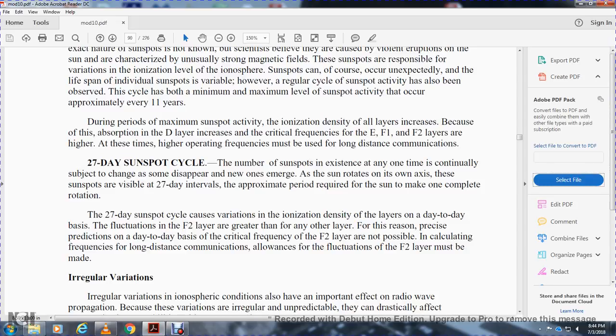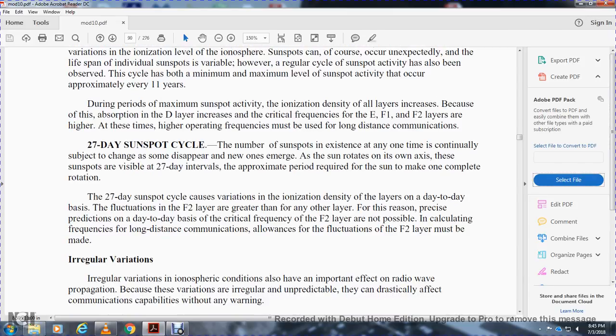The 27-day sunspot cycle causes variation in the ionization density of the layers on a day-to-day basis, most of all in the F2 layer, more than any other layer. For this reason, precise prediction of the day-to-day critical frequency of the F2 layer is not possible, and calculating the frequency for long-distance communications must allow for the fluctuation of the F2.